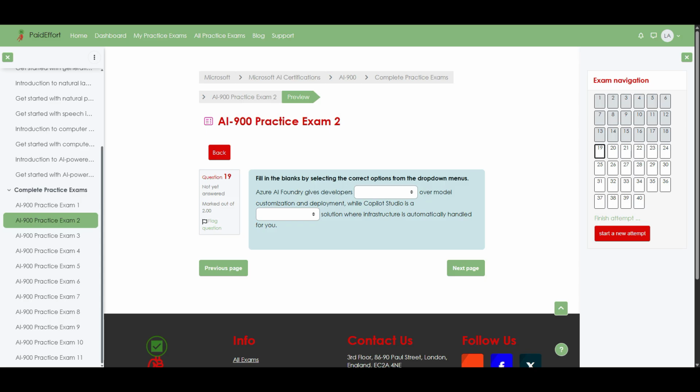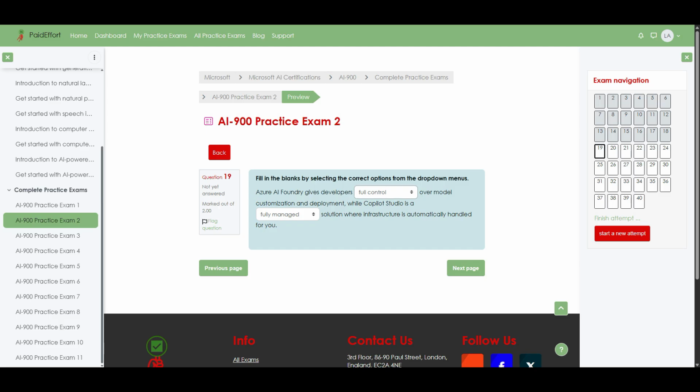Fill in the blanks by selecting the correct options from the drop-down menus. Azure AI Foundry gives developers full control over model customization and deployment, while Copilot Studio is a fully managed solution where infrastructure is automatically handled for you. Let's unpack what this means and why it's the correct distinction.